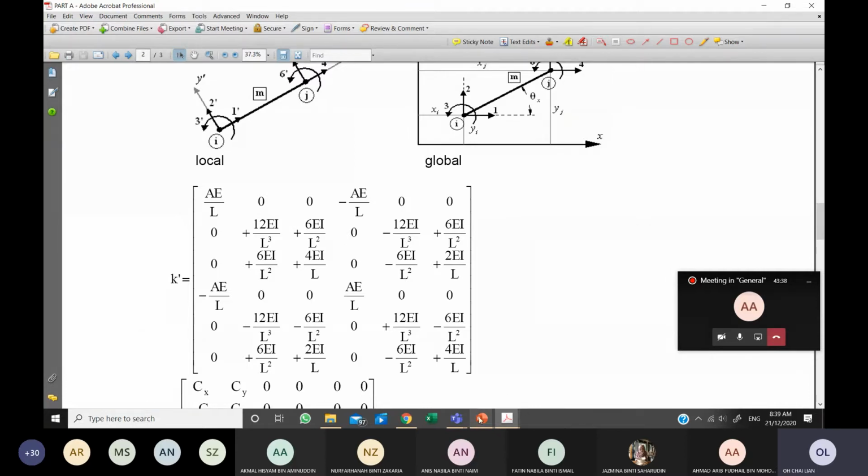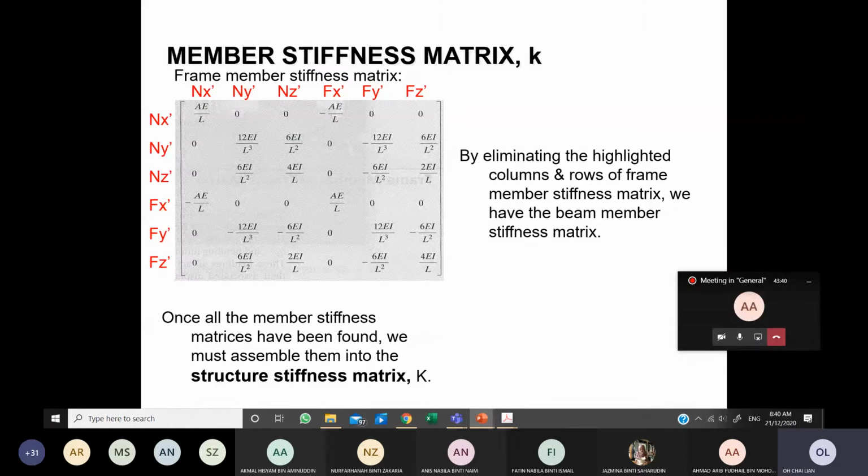Now what are the nx prime, ny prime, nz prime, fx prime, fy prime, fz prime? We are actually talking about the DOF. If you remember, if this is element 1, with an arrow, you have a node, let's say this is node 1 and this is node 2. For a frame, we have 3 DOF, which are horizontal, vertical, and also rotation.